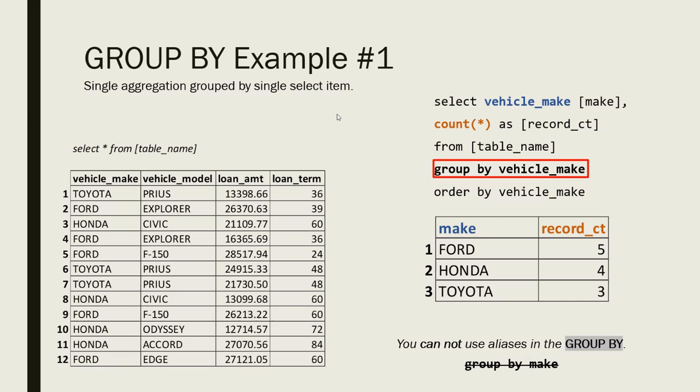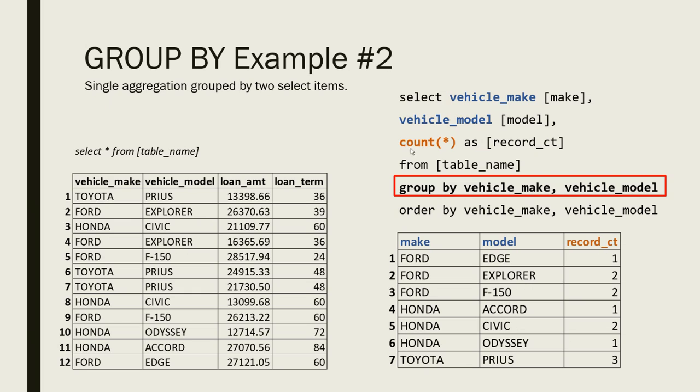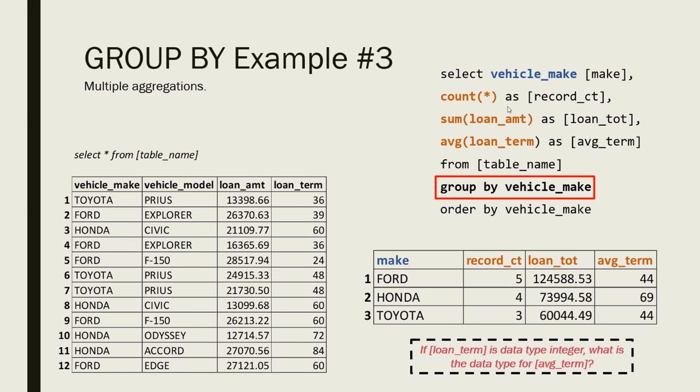So again, to cover what we reviewed, we did a single aggregation function, a count, across a single grouping criteria. We did a single aggregation, that same counting function, across two fields that we were grouping by. And again, what that means is the more fields you add, you're ultimately grouping by unique combinations of values across those fields. And then going to the third example, which shows multiple aggregations across a grouping criteria.